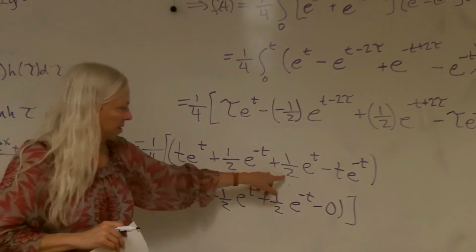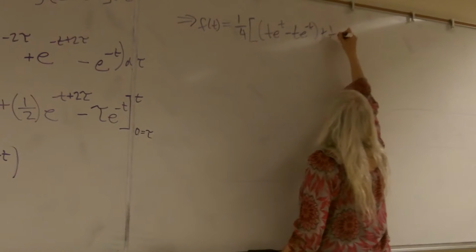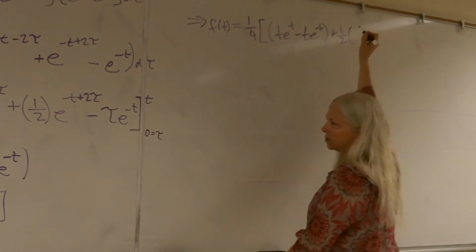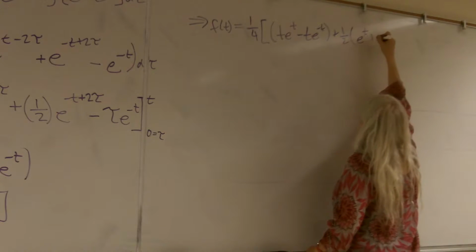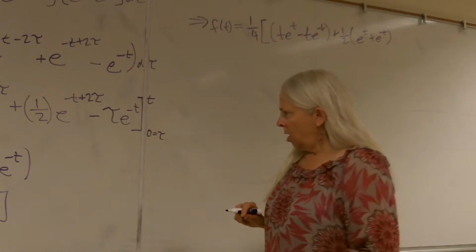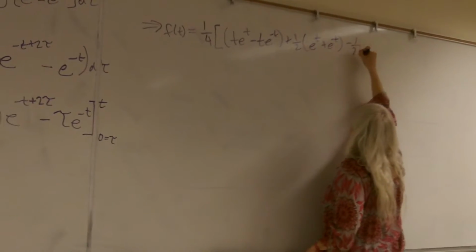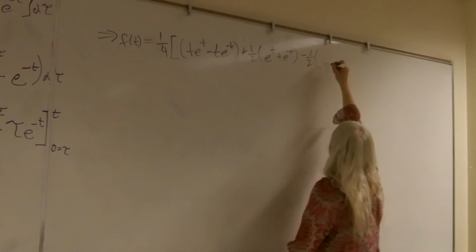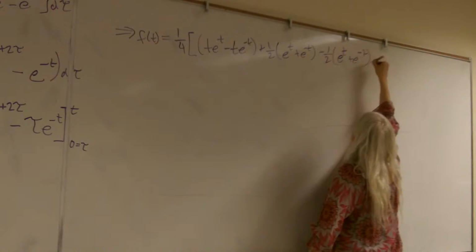And let's combine these two terms. They both have 1/2 in them. I'll pull that out in front. So 1/2 times e to the t plus e to the minus t. And then let's combine these two down here. There's a minus sign out in front, and let's pull out the 1/2 there. So that's also an e to the t plus e to the minus t.